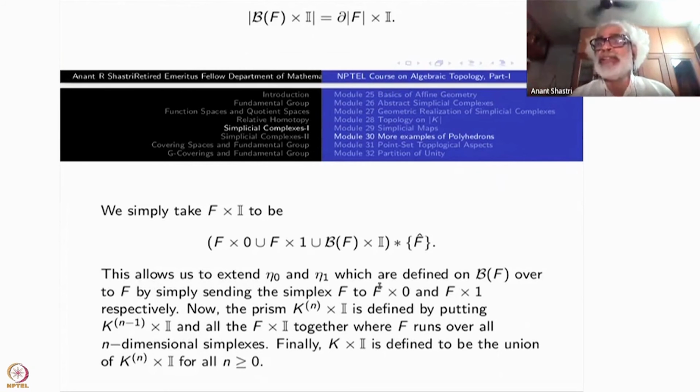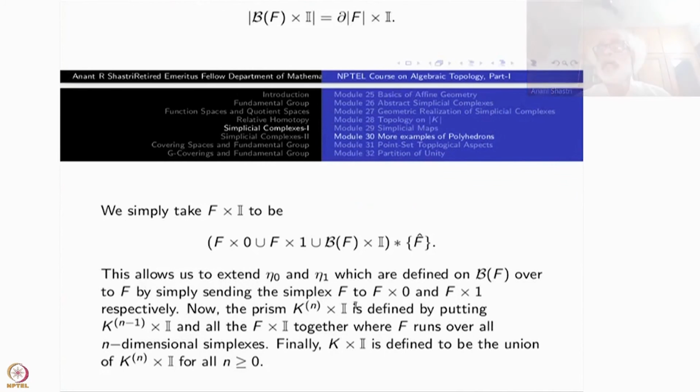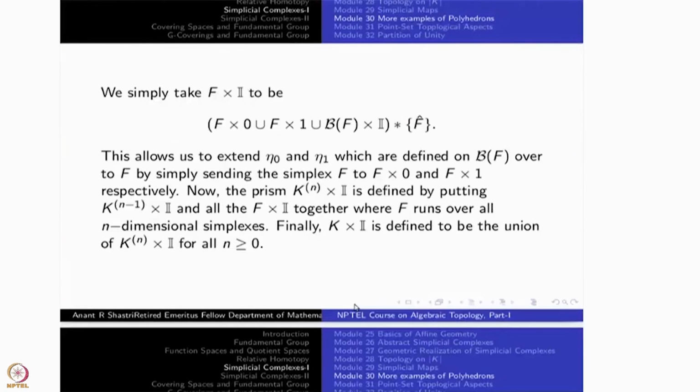Take the union of all these things. Because of the property D, they are compatible. The subspace which is already triangulated extends the triangulation when you go to the larger space, so they will be compatible. So take the union, that will be the definition of K cross I as a simplicial complex, which will have its modulus homeomorphic to mod K cross I. Okay, this is the prism construction.